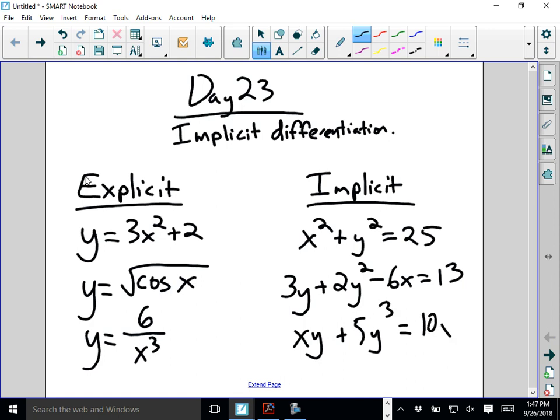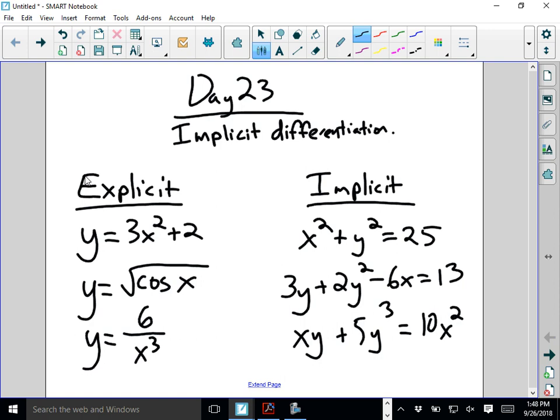Notice in our implicit form, it is not specifically in y equals form. So some of these we can put in y equals form, some of them we can't. The other thing about implicit functions, that's a bad word to use, implicit curves, is they're not always functions, right?